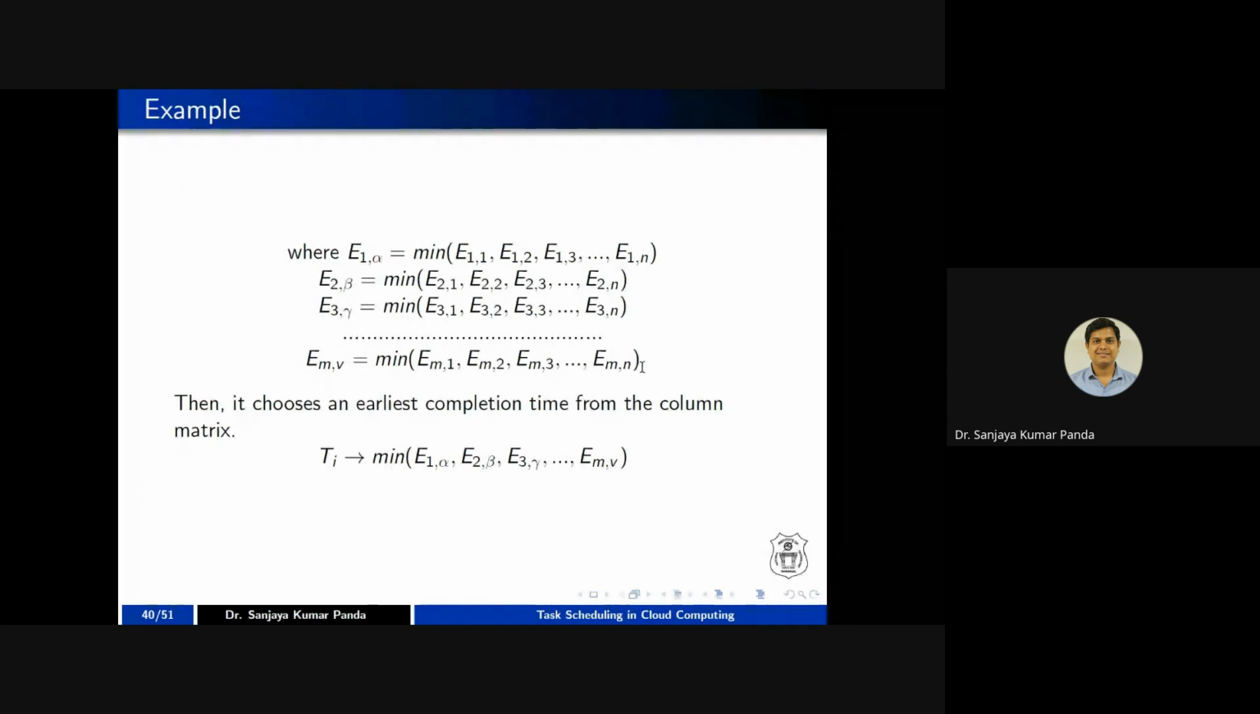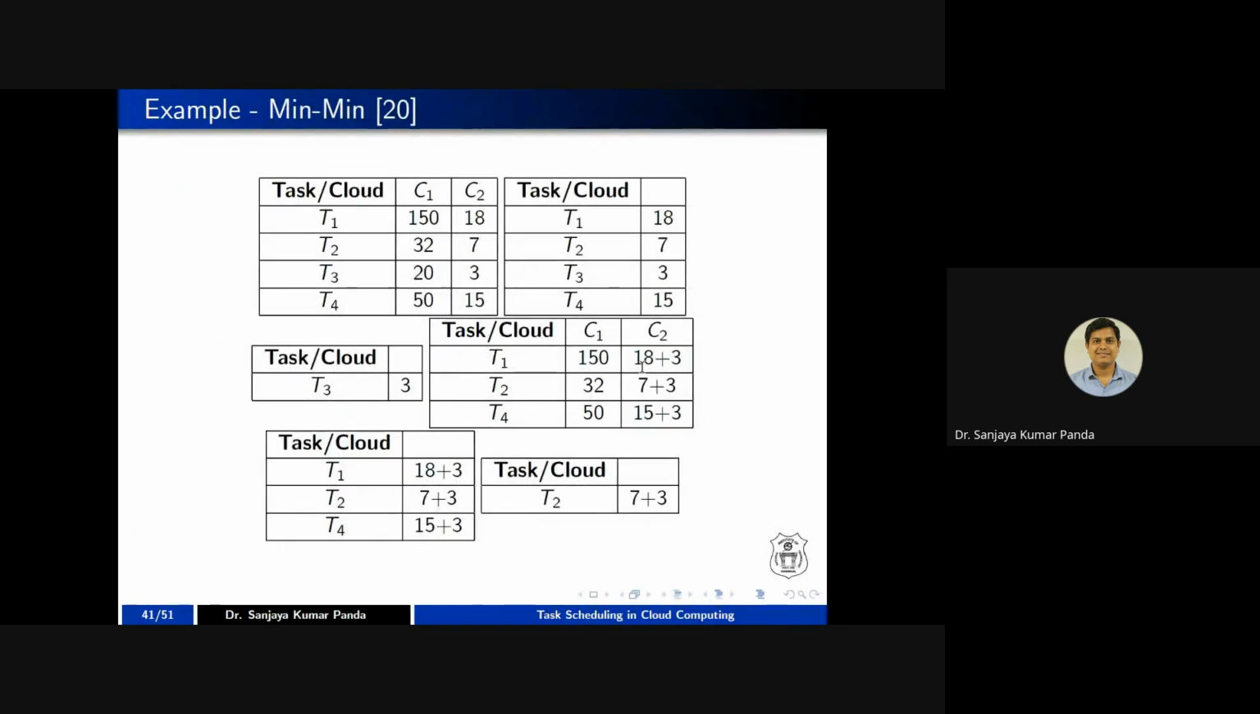So for example, in this particular example, T1 has 150 and 18 on two different machines, 32 and 7 for T2, T3 is 20 and 3, and for T4 it is 50 and 15. This matrix is given to you. Now find the row minimum. 150, 18: which one is minimum? 18. 32, 7: 7. 20 and 3: 3. 50 and 15: 15. So now the 2D matrix is changed to a one-dimensional matrix.